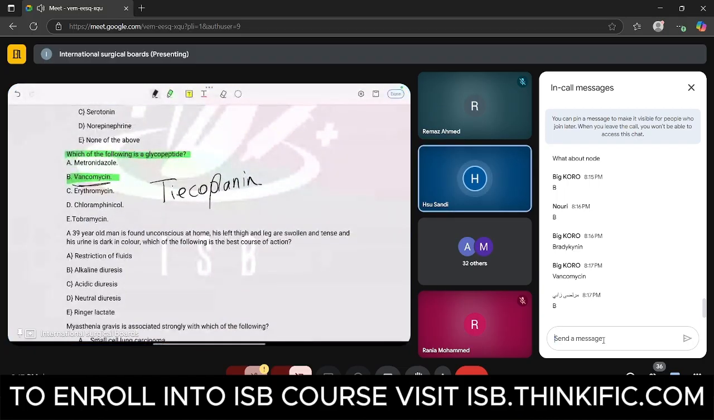A 39-year-old man is found unconscious at home. His left thigh and leg are swollen and tense, and his urine is dark in color. Which of the following is the best course of action? Restriction of fluids, alkaline diuresis, acidic diuresis, neutral diuresis, Ringer's lactate.